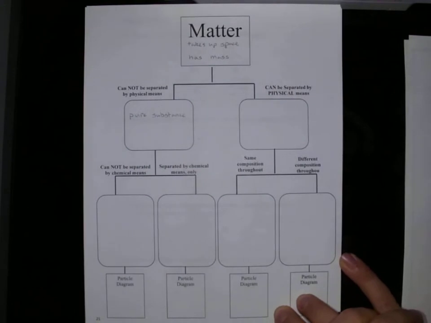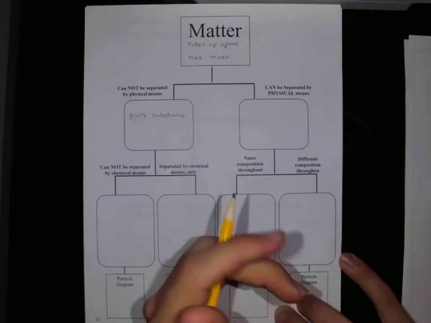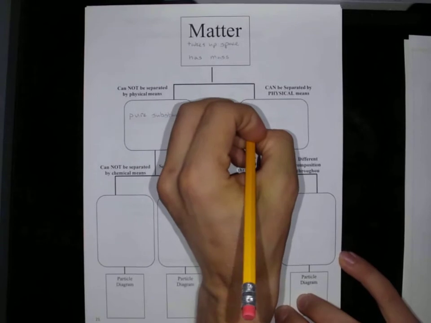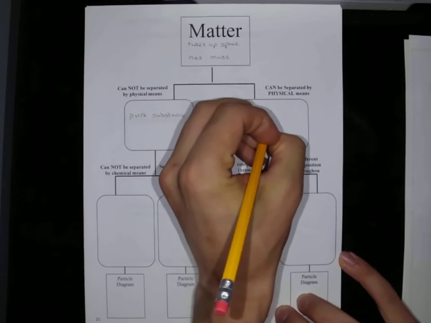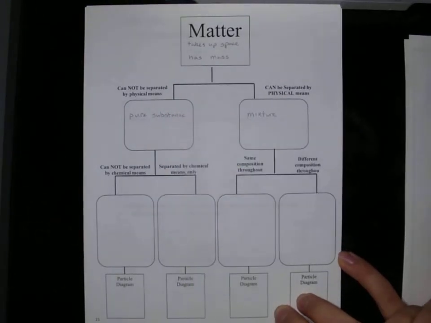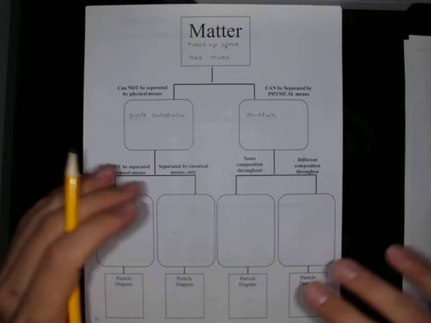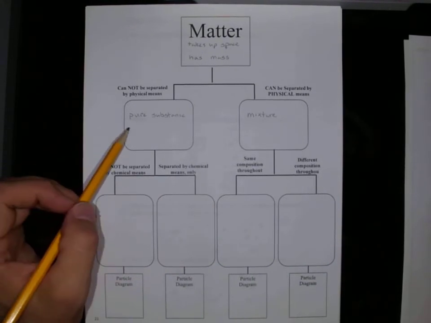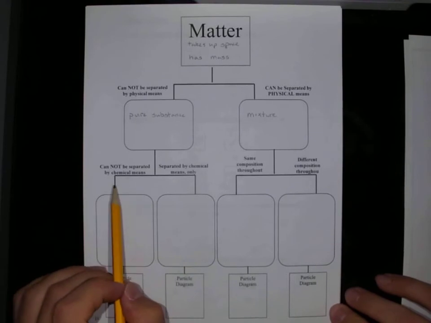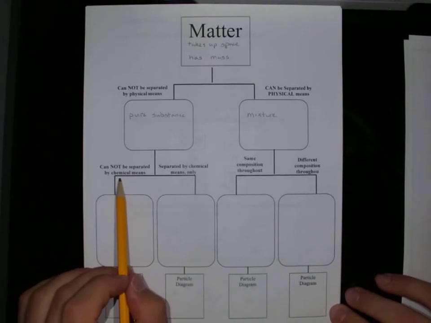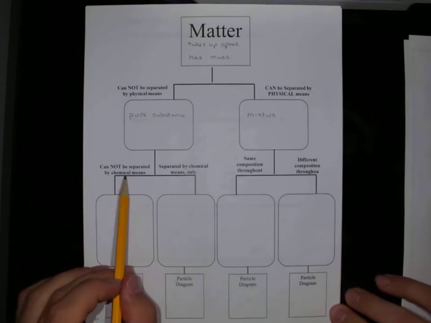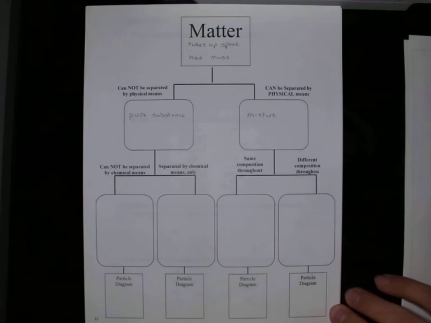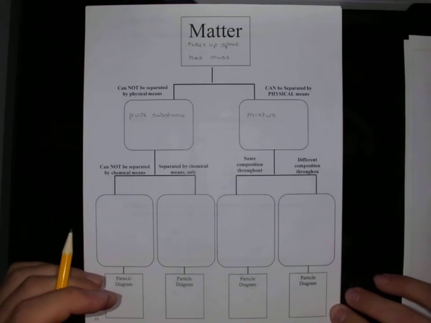Okay? But if we are able to separate it by physical means, that means that we've got some sort of mixture. Okay? So then we have some further breakdowns, right? We have different types of pure substances. So our pure substances can either be separated by chemical means or not. Okay? So chemical means, right? That means that we're doing an actual chemical reaction.